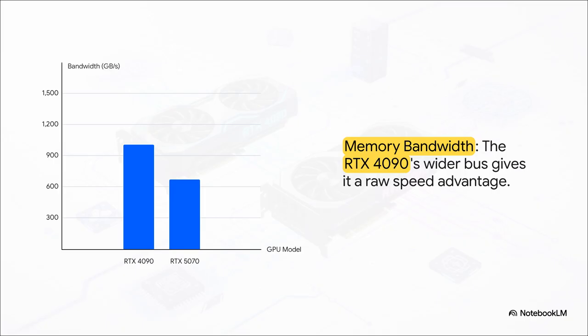And it's a pretty similar story with memory bandwidth. The 4090's wider memory bus just gives it that raw speed advantage. We're talking over 1,000 gigabytes per second. That helps it feed its absolutely massive core count way faster, especially when you're using large batch sizes.